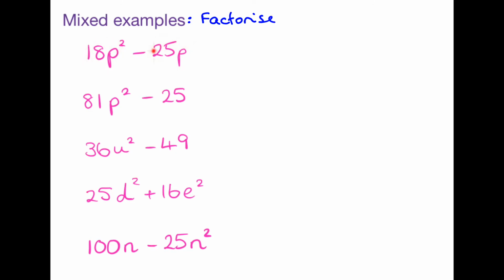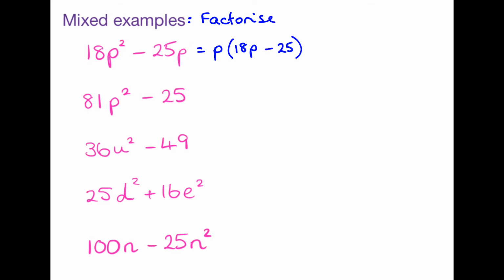So neither of these 2 terms are actually squared terms, so we're going to have to just go with a common factor, and the only common factor that we've got there is P. So our bracket would be 18P, because we want it to multiply with our P to give us 18P squared, and then minus 25. Okay, so that's that one done.